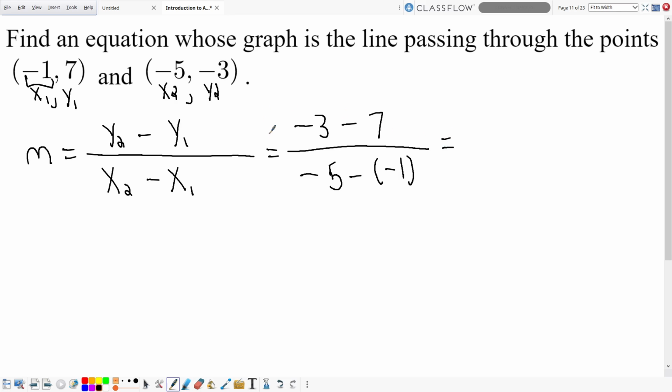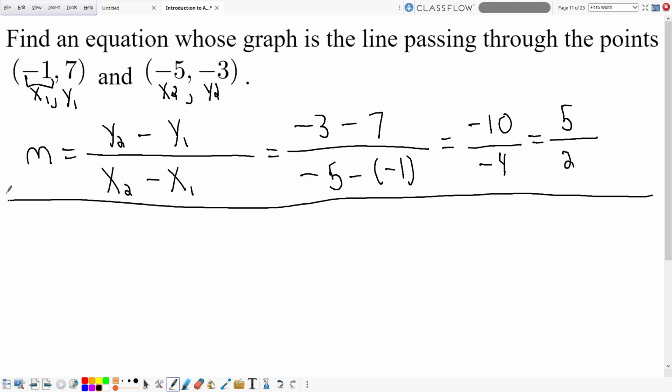So -3 minus 7, that is -10. And -5 minus -1, two negatives will get you a positive, so it's really -5 plus 1, which is -4, which we can reduce down. Again, two negatives will become positive. We can cancel this out, and we'll get 5 over 2. So our slope is 5 over 2.